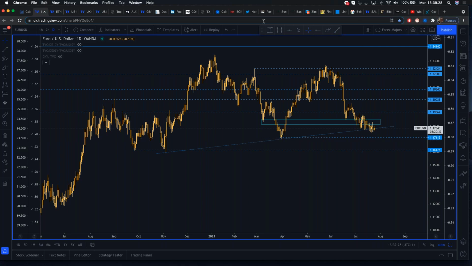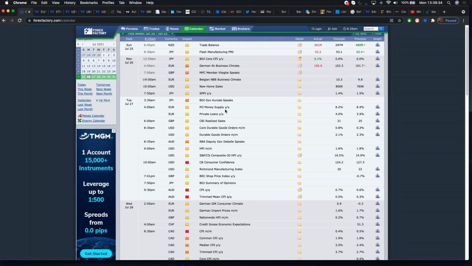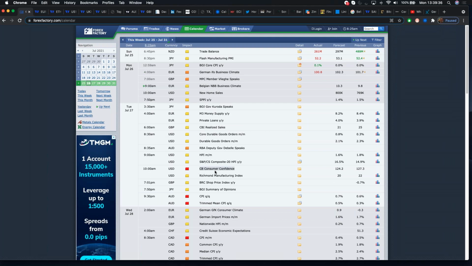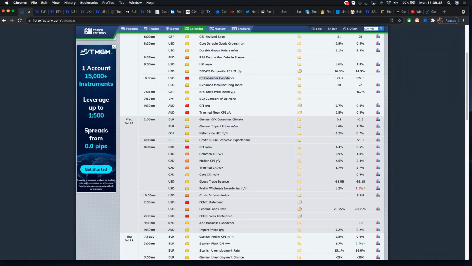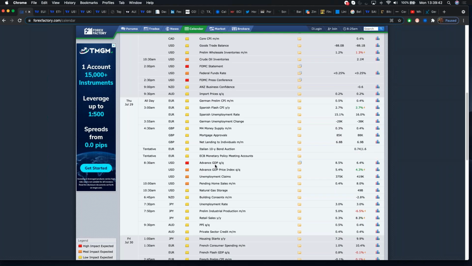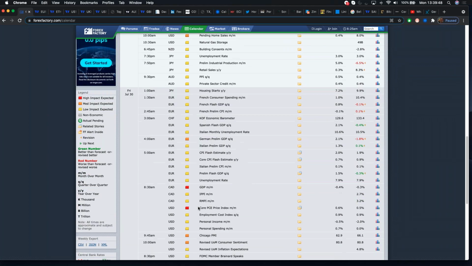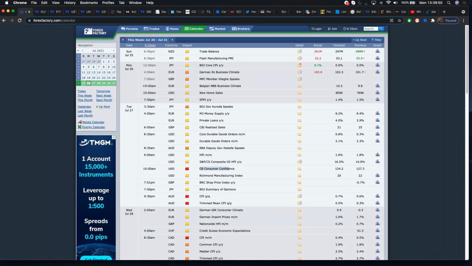Now, if we go to the calendar, what we can see is we've got a few big data points for the dollar. Tomorrow, consumer confidence. We then have the Federal Reserve meeting on Wednesday. We then have advanced GDP for the second quarter on Thursday. And then we have the inflation data, PCE data, on Friday. So a massive week for the US dollar.